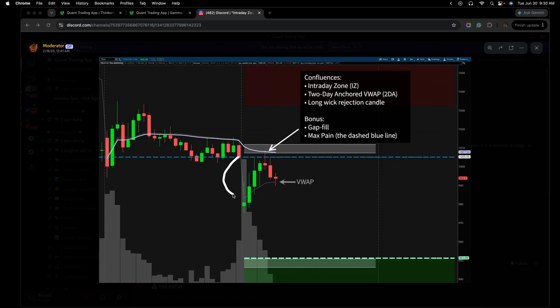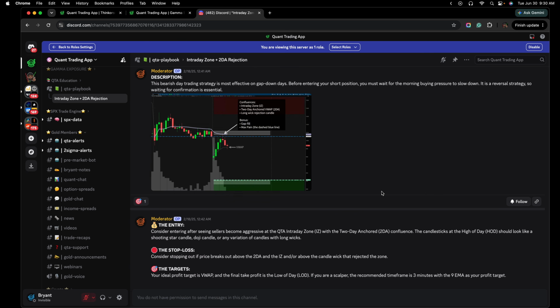It's just if the markets were to gap down, if it retraces, it should fill the gap. The 2-day anchored VWAP should be there, the intraday zone should be there, and if you have an extra confluence, in this case it was max pain, you're then going to look to take the trade shorts down to VWAP. That is a plus setup, guys.